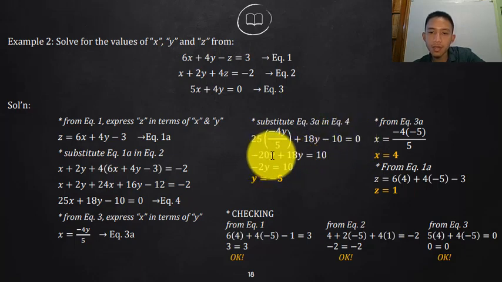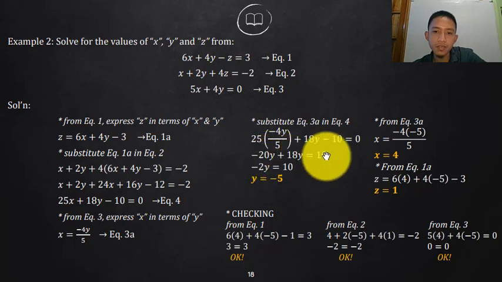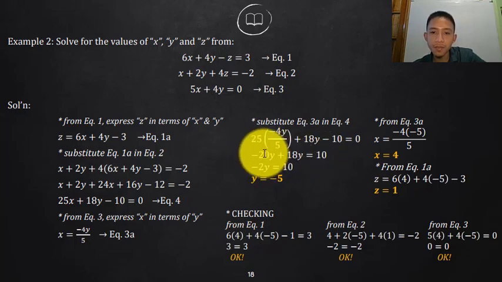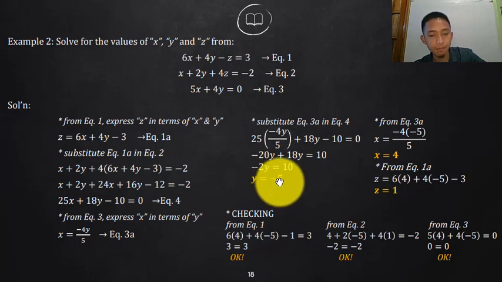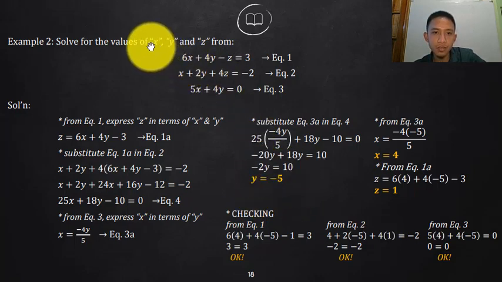So now you have a single equation in terms of a single variable. So you can solve that right away. Combine, this will be negative 2y equals 10. Divide both sides by negative 2, you will have y, and 10 divided by negative 2 is negative 5. That is only y. What else? We need to solve x and z.